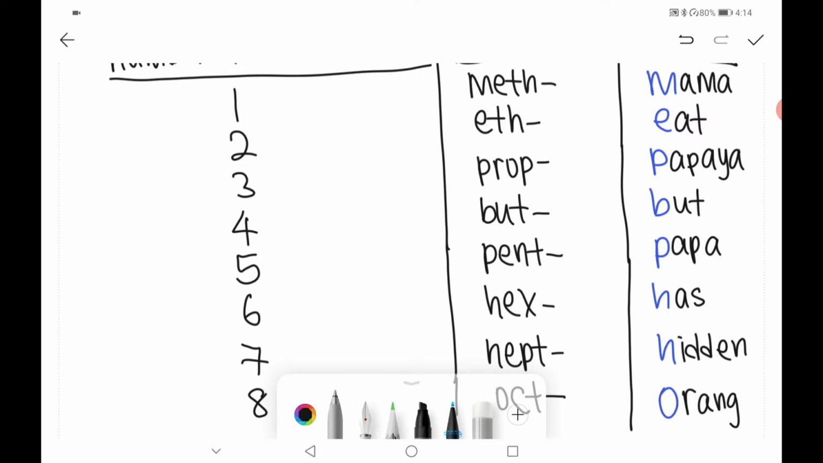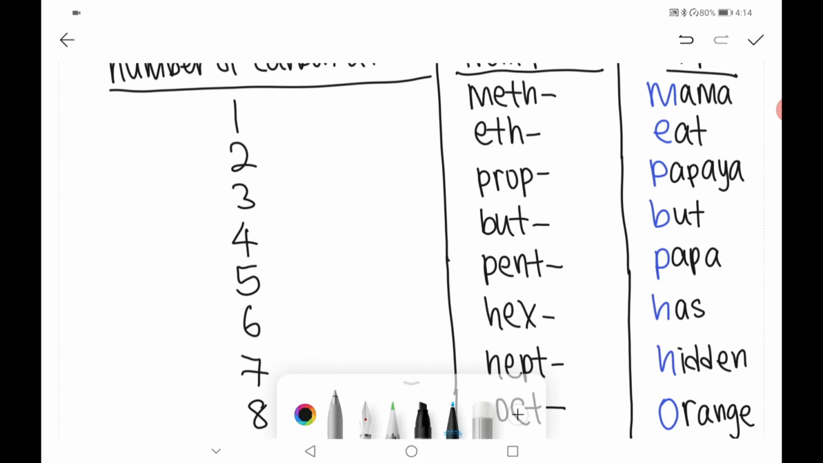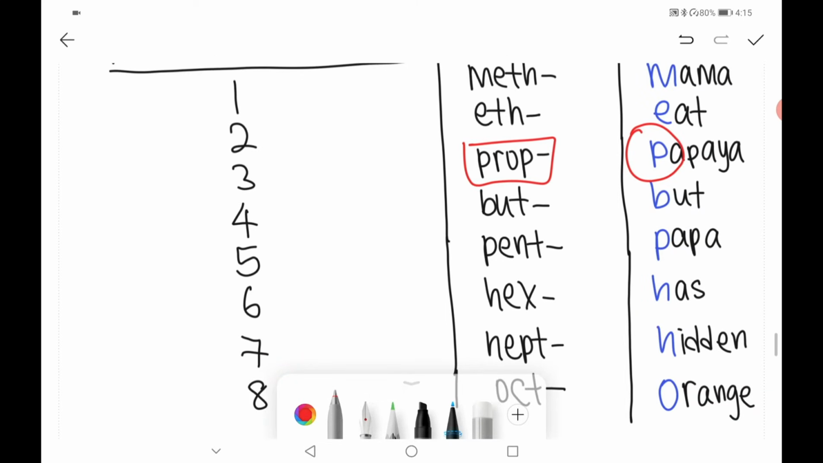So this is one of the ways that can help you to memorize it. Let's say next time whenever you have 3 carbon, what is it? 3 carbon, mama eat papaya. Papaya, P. P can be prop, P can be pen. We know pen is 5 carbon, so definitely 3 carbon will be prop. So this is how we memorize it.